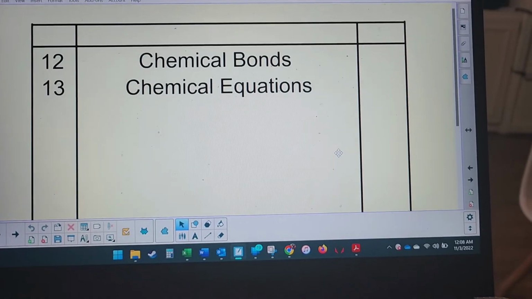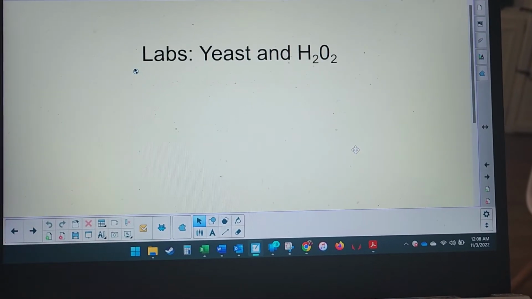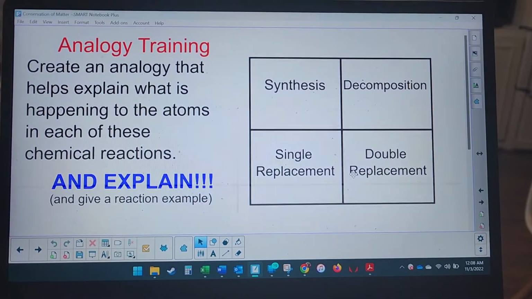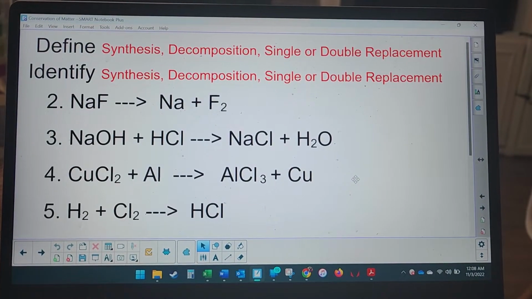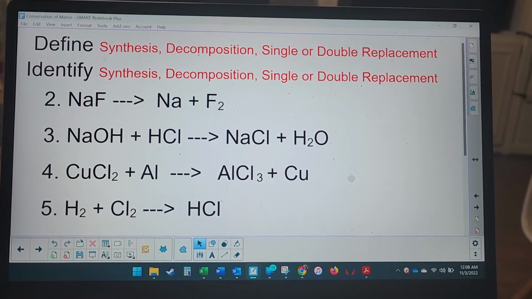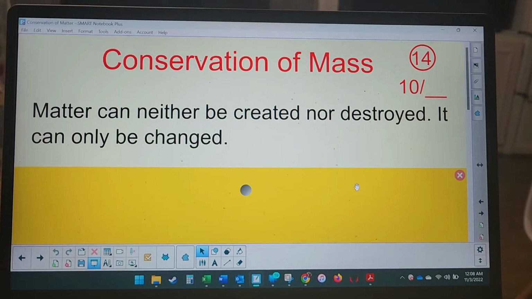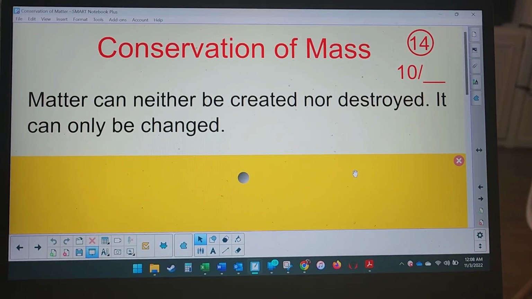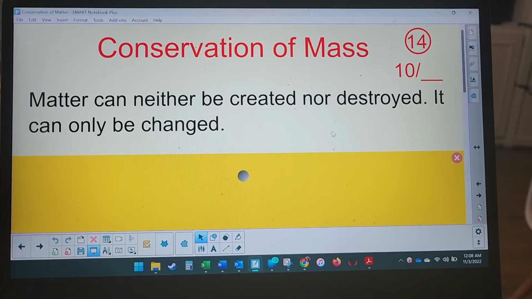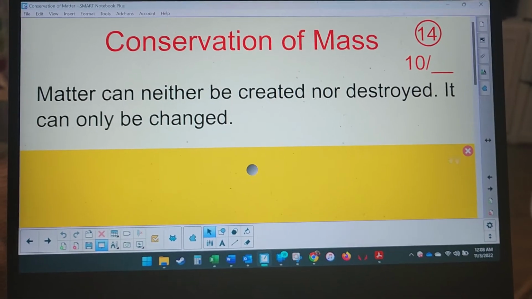We are going to talk about chemical equations. All right, now we talked about synthesis, decomposition, all those things already. Wonderful. Okay, so let's bring it on over here to this. Conservation of mass. Remember that matter can neither be created nor destroyed. It can only be changed.